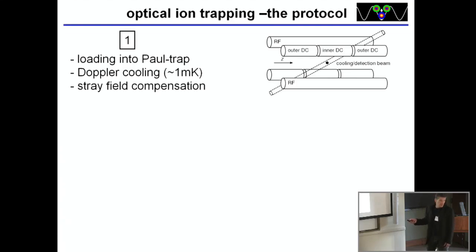And we do the stray field compensation, because we can use different schemes to compensate stray fields. The simplest one works these days best for us. This is lowering the RF potential and looking whether the ion is displaced or not, and then correcting for this displacement.